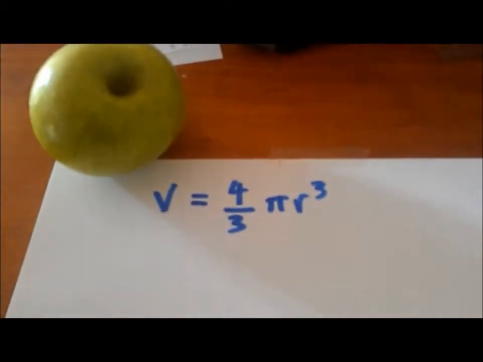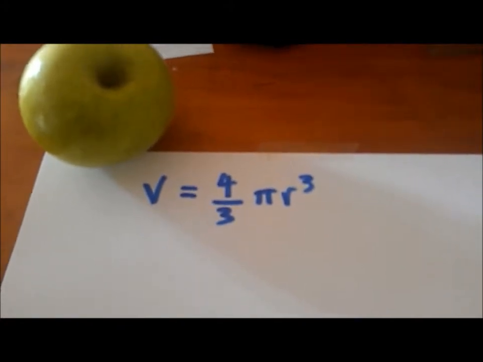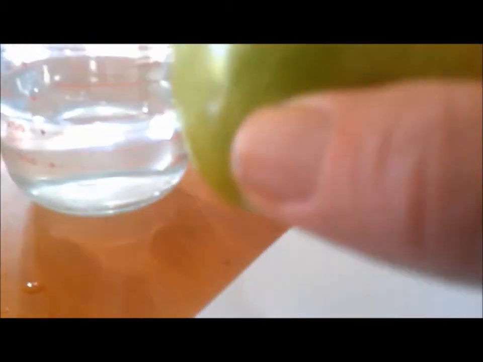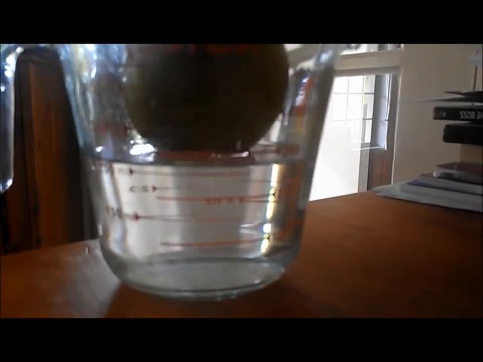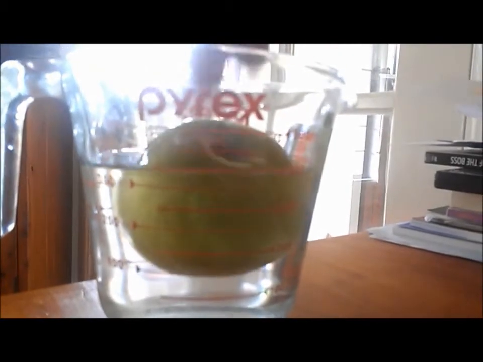Okay, so lots of different formulas. This one, volume, is 4/3 pi r cubed. What I want to do here is calculate the radius of my tasty looking apple. To do that, I need to calculate the volume. So I'm going to do that using Archimedes' principle, and I'm going to submerge the apple in this measuring jug. It's about 250 mils in that jug. I'll put the apple in. I'll just push it down, and we'll see it gets up to about 450 mils. So the apple has made the water increase by 200 mils.